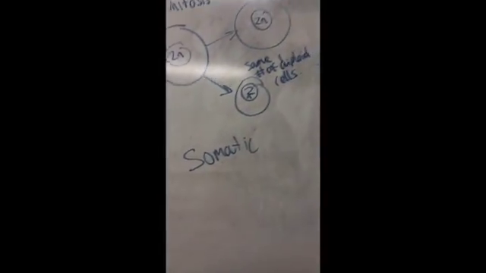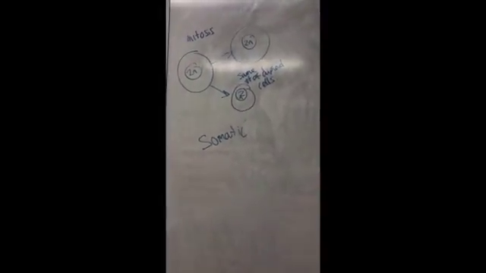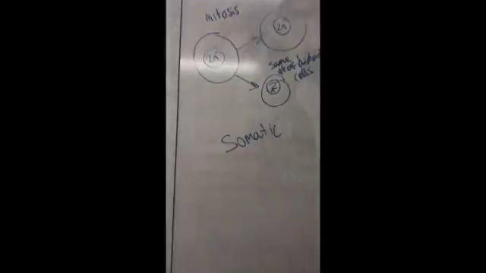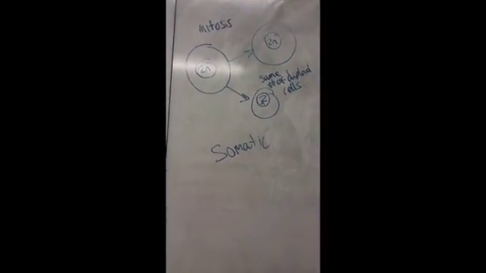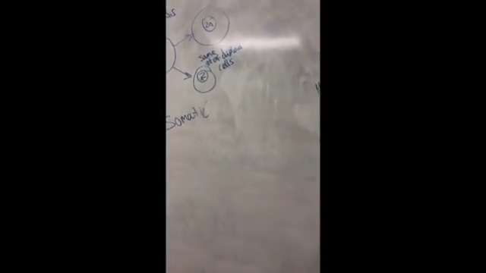Now these are called somatic cells. They make up most of the human body. They can be found in liver, skin cells. So they're the most plentiful cells we have in the body.